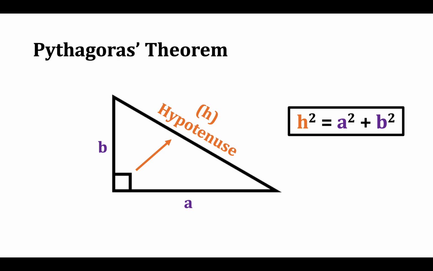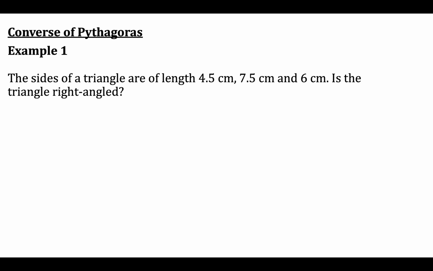So we know this already. We've met Pythagoras' theorem, we know the hypotenuse is across from the right angle, and we know that the square of the hypotenuse is equal to the sum of the squares of the other two sides. So let's see how this fits into converse of Pythagoras. We'll look at an example. So the sides of a triangle are of length 4.5 centimetres, 7.5 centimetres and 6 centimetres. Is the triangle right angled?